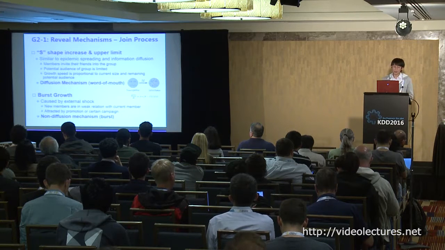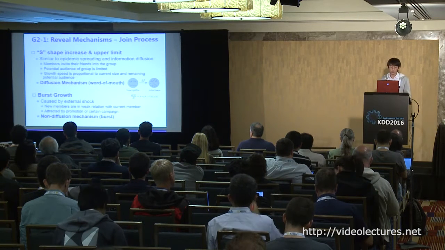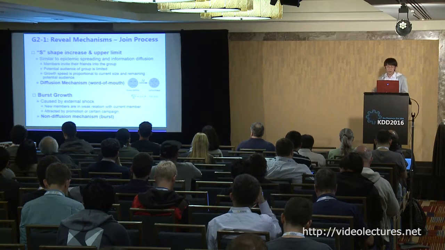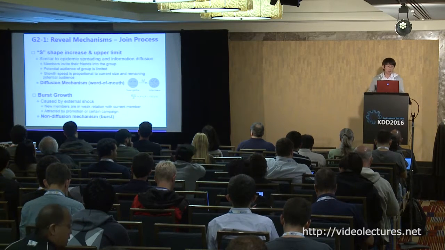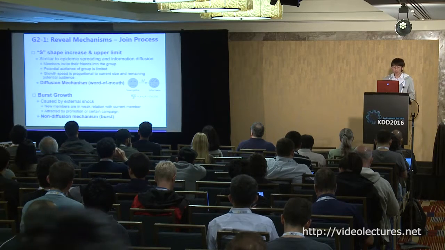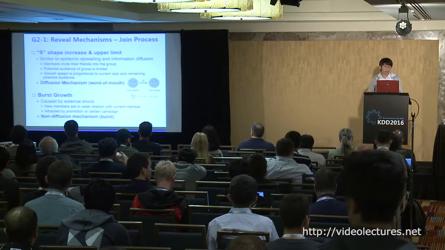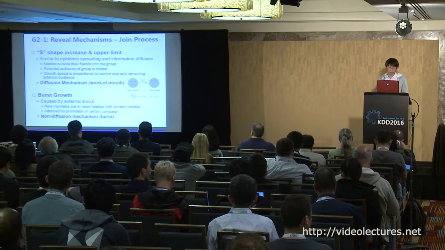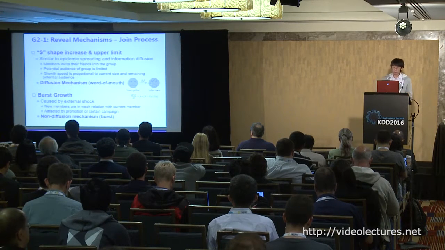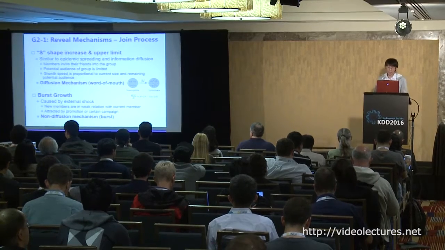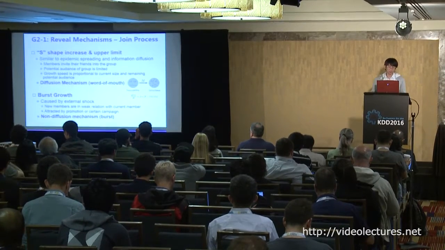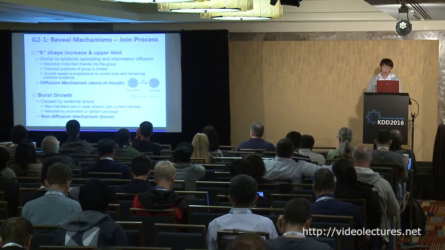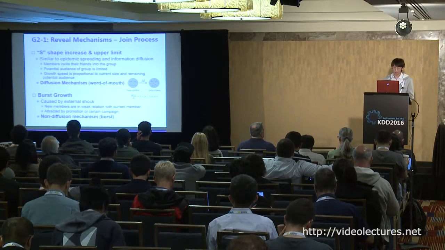The S-shaped increase and upper limit is similar to the epidemic spreading or information diffusion. That means in this mechanism, members in the group can invite their friends into the group, and the potential audience of the group is limited. So the growth speed is proportional to the current size and the remaining potential audience. We call it diffusion mechanism because it is growth by word of mouth.